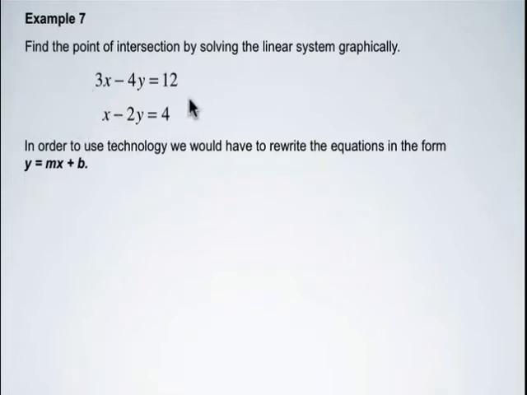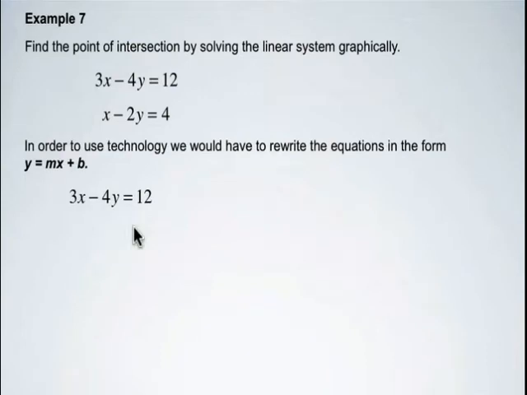You could also use at this point the intercept method where you sub in for x equals 0 and find y, and then plot the y-intercept and then sub in for y equals 0. So you can use the intercept method for graphing this. But we're going to use the technology here. So we're going to solve for y in both cases.